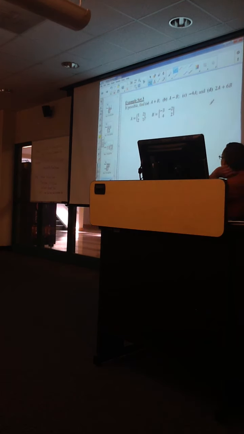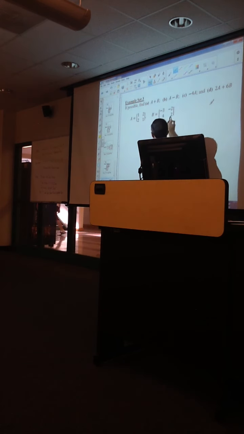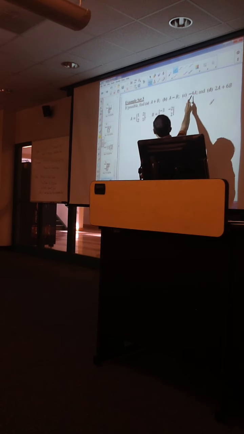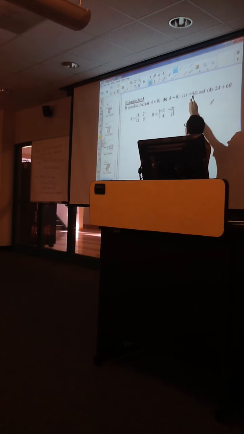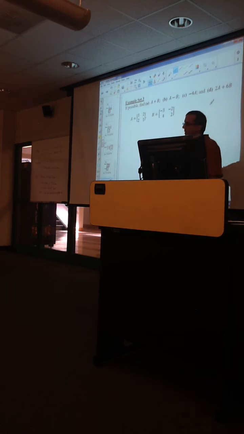And then the last one, I just put it all together, but this is the one you can check on Blackboard. This is the one I'd like you to try on your own. With those 2 matrices, matrix A is 1, 2, 2, 1. Matrix B is negative 3, negative 2, 4, 2. They want you to find A plus B, A minus B, and then on part C, find negative 4 times matrix A. And then try to find 2 times matrix A plus 6 times matrix B.